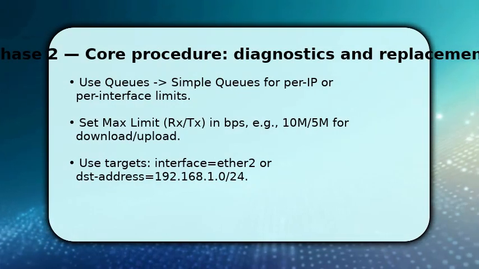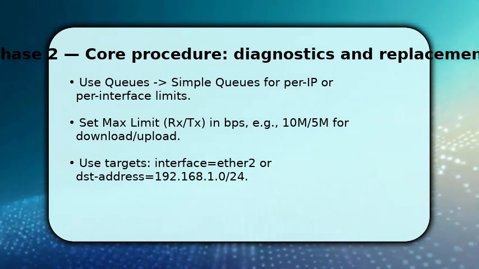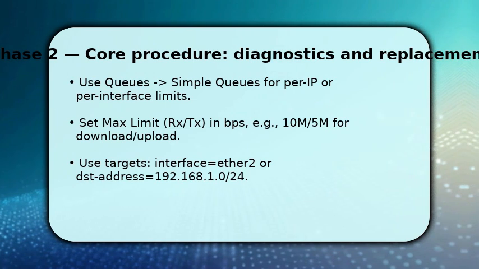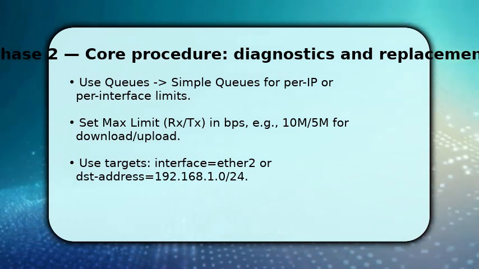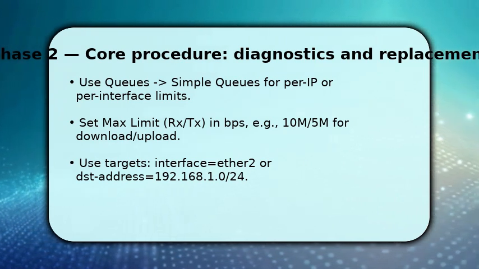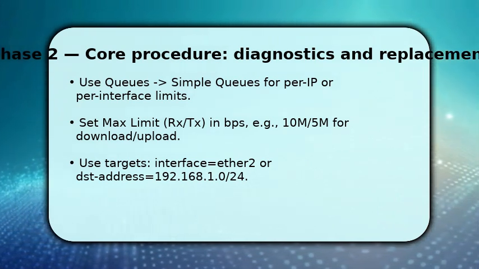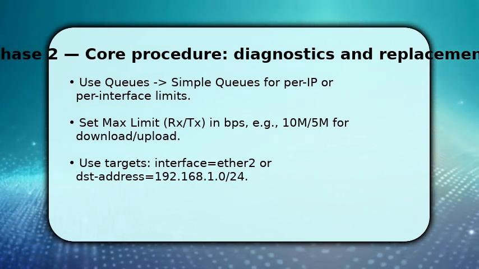Next, create a new simple queue or queue tree depending on the precision you need. Simple queues are faster to implement for per-interface limits. In the queue settings, set max limit for both RX and TX using BPS values, for example 10M and 5M. This directly caps throughput. Specify the target as the interface name or IP range to bind the limit.